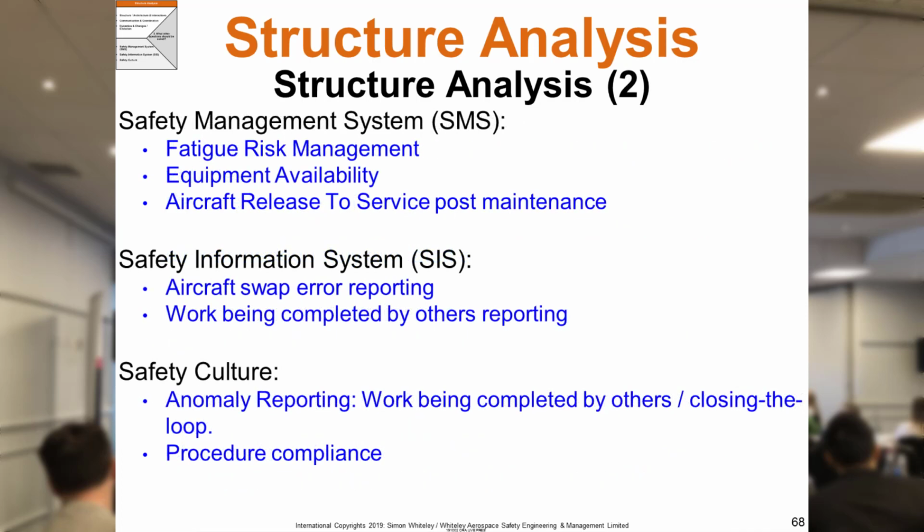And then safety management systems. So we can talk about fatigue risk management and how it was or was not managed in this case. We can talk about equipment availability, things that are broken and not reported. Aircraft released to service post-maintenance. So how do they hand over between the maintenance control structure, hey, this is a safe aircraft ready to go, and then the operators, the pilots, right, let's go flying with the safe aircraft. And then safety culture. So anomaly reporting, if the work is being completed by others, from a culture perspective, why are they not closing the loop? And then, of course, the big one, procedure compliance.